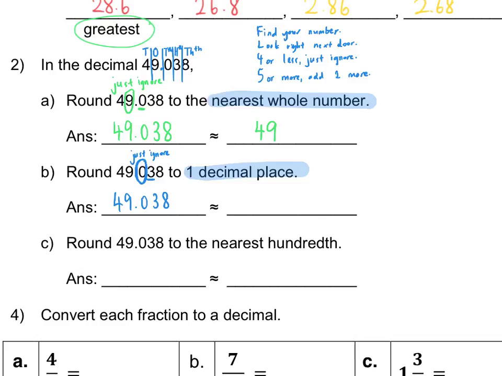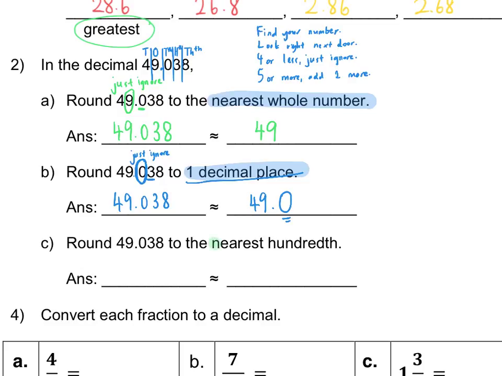Okay, so my answer will be 49.038 when I round off to 1 decimal place. Whatever number is in front of the circle remains the same. Okay, 0, just ignore, it will still remain the same. Whatever is behind the circle becomes a 0, but because they want 1 decimal place, we do not write the zeros at the back. So the answer for part B is 49.0.